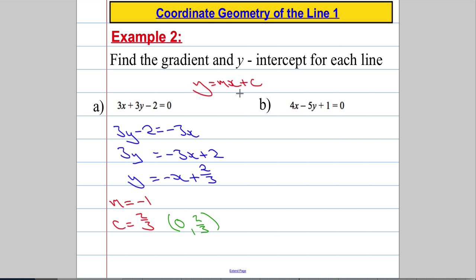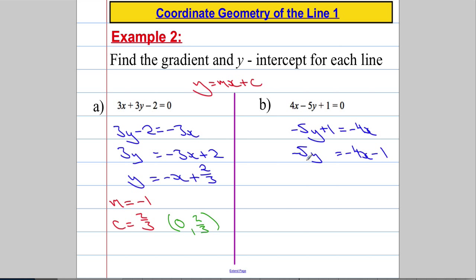Okay, let's have a look at example B here. You may want to have a go at this one yourself. You could pause the video now if you want, and then play it once you're finished. First thing I'm going to do, change the subject again. So I'm going to take 4x off both sides. So negative 5y plus 1 equals negative 4x. You might do this slightly quicker. I'm going to subtract 1 from both sides. Negative 5y equals negative 4x minus 1.